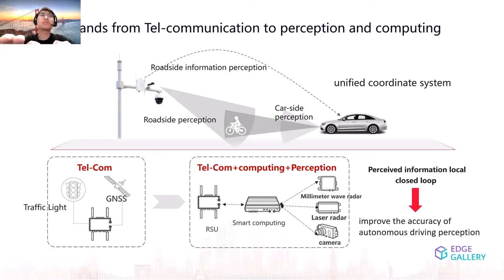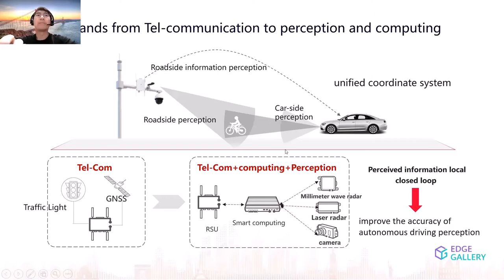Here's a unified coordinate system for the roadside. Here's the roadside, and here's the vehicle side perception information, and secondary fusion of information such as car position, car speed, and the status of the detected object. Here's an object, maybe a pedestrian, a walker, or some object in front of the car. Here's the roadside perception, and here's the car side perception, in a unified coordinate system.